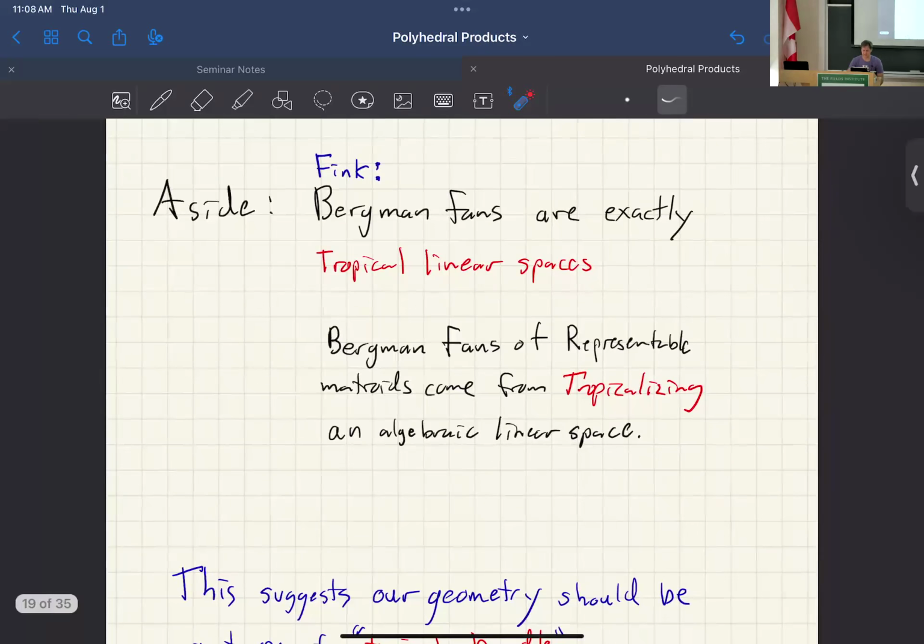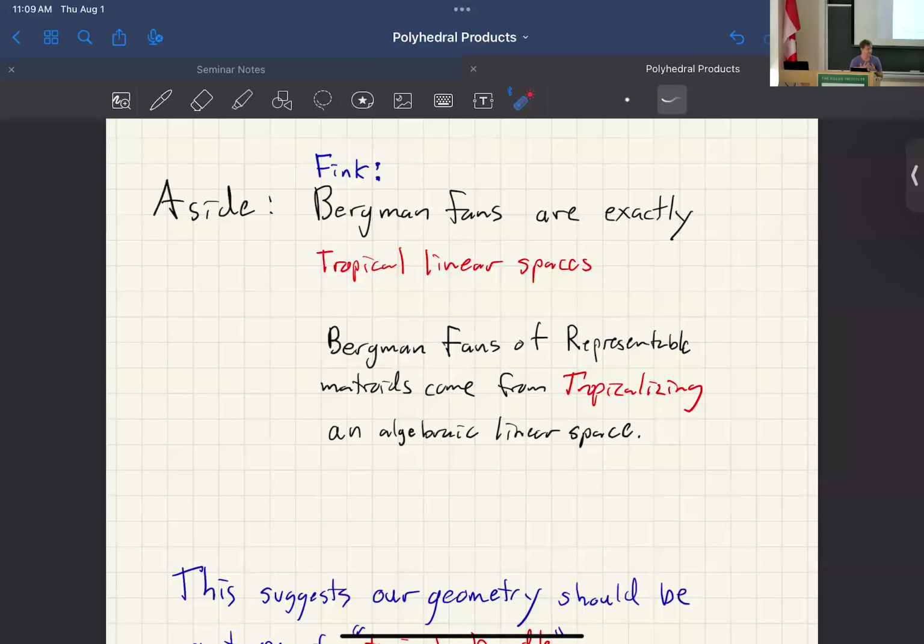So a quick aside about representability and non-representability and its relation to geometry. Bergman fans of matroids are precisely what are called tropical linear spaces. And the Bergman fans of representable matroids are those tropical linear spaces. So tropical linear spaces are an abstract combinatorial thing. They're a fan with a certain weighting system on them. But the ones that come from representable matroids actually emerge from tropicalizing an algebraic linear space. And we heard about that in Chris's talk too.